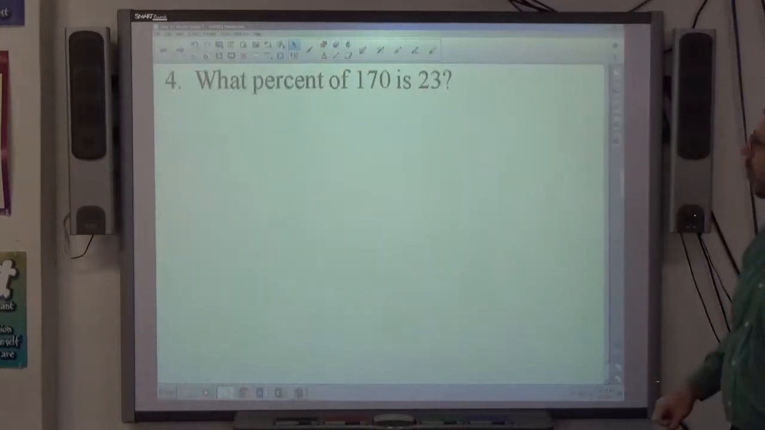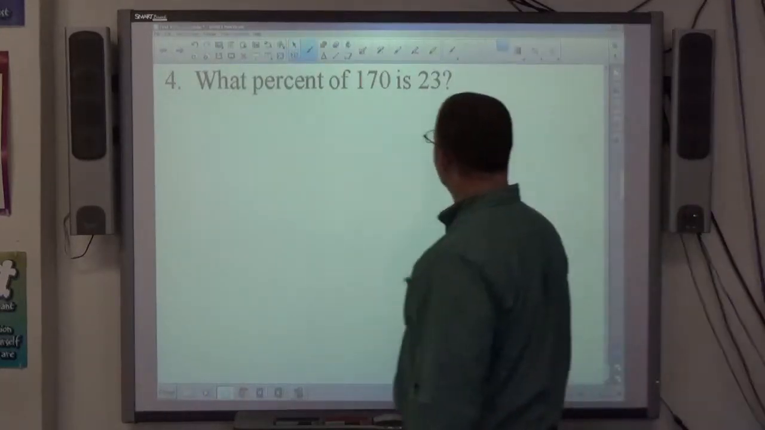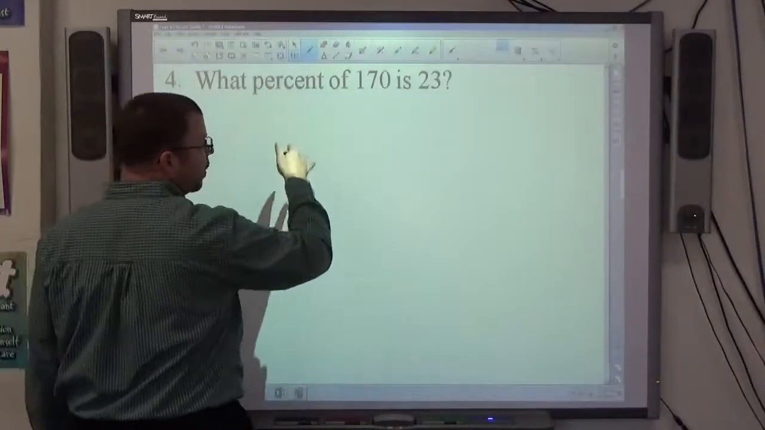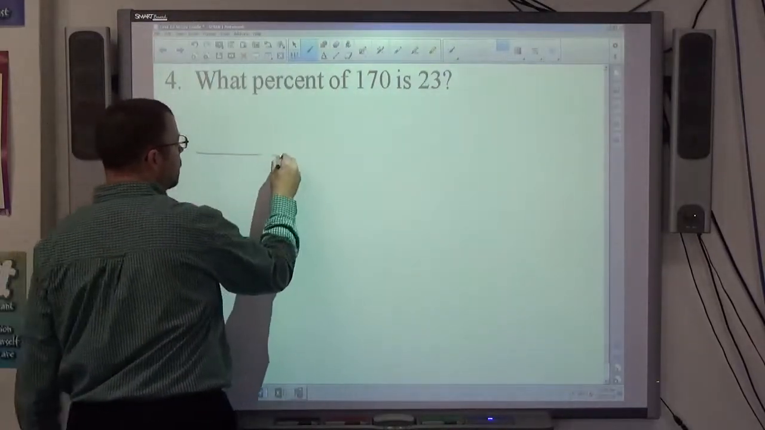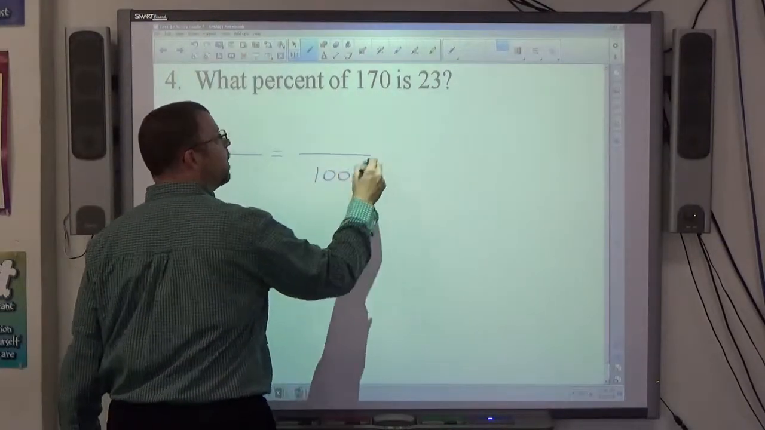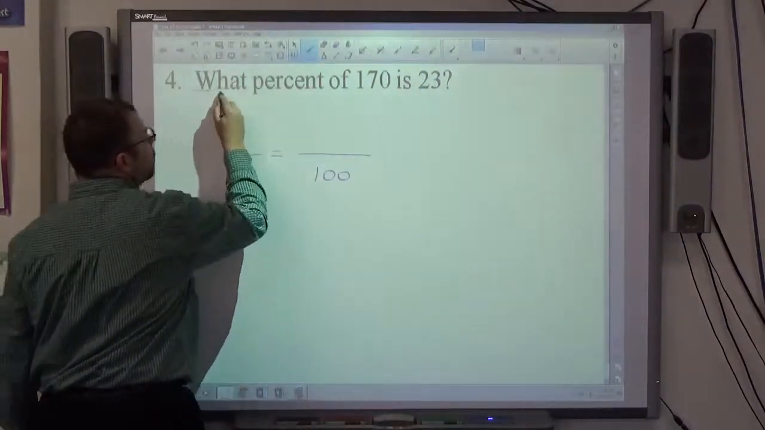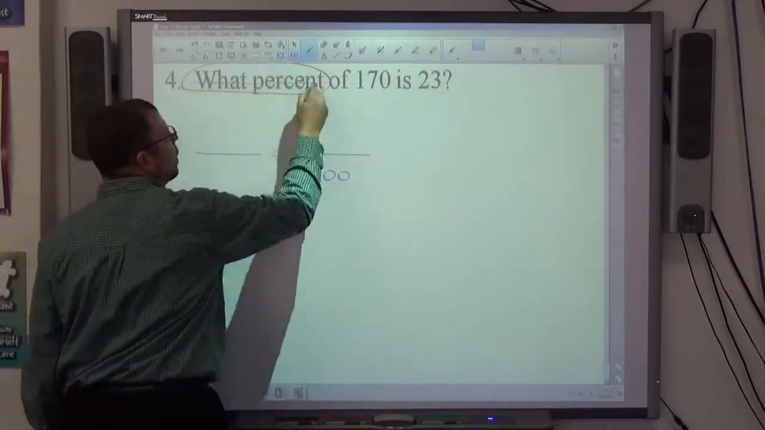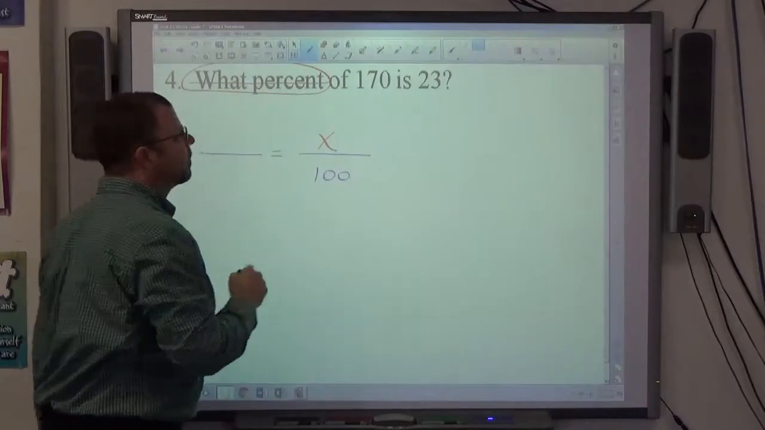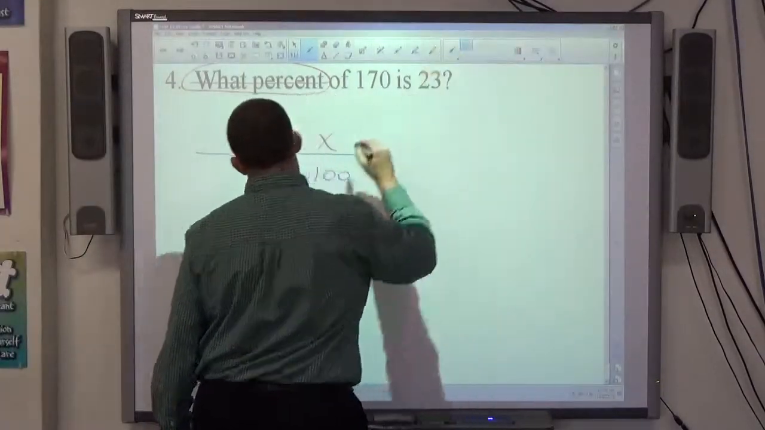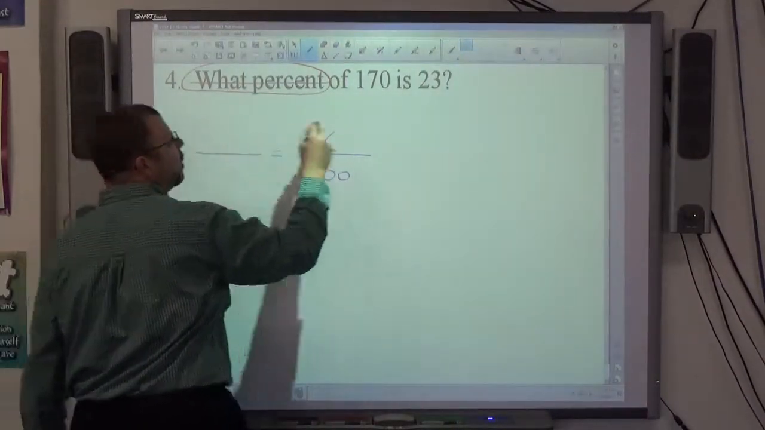Moving on to number 4, what percent of 170 is 23? Some percent of some number is some number. Immediately gets me to the percent proportion. Percent proportion, always start with the percent. It says what percent, which means we don't know. I'm going to put X right there. And then over here we have is over of.